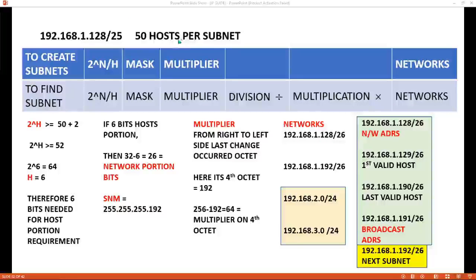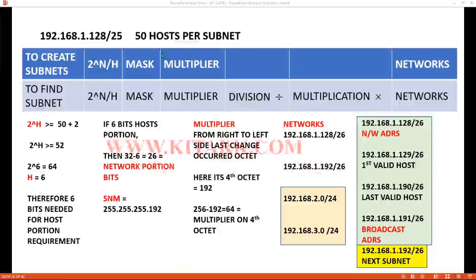Then for the 50 hosts per subnet, I am going to allocate this first network 192.168.128/26, which is the network address, and the second network of the subnet is 192.168.192/26. So to find the broadcast address, 192 minus 1 is going to give me 191. So 192.168.1.191 would be my broadcast address, and if I found the network and broadcast, you know how to find the first and last valid host, right?